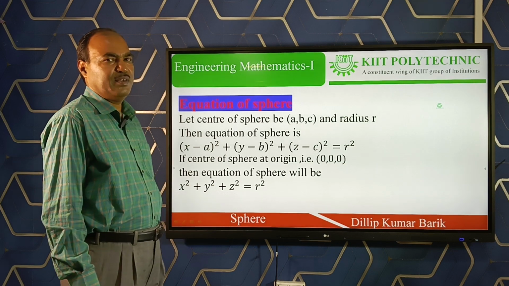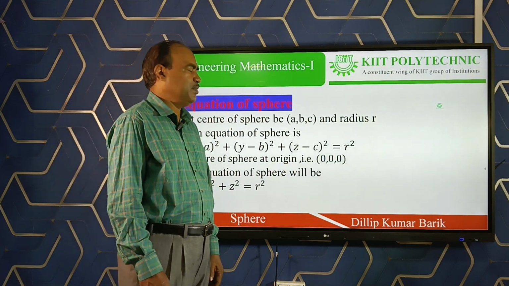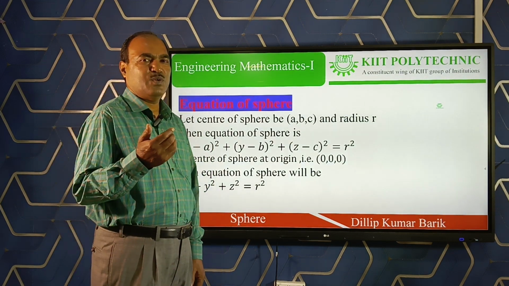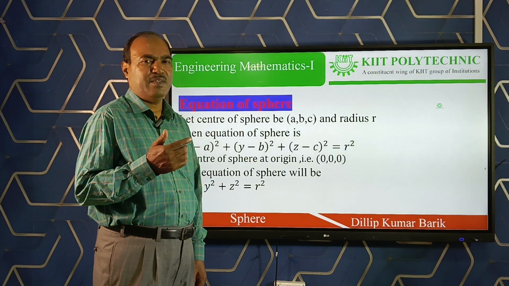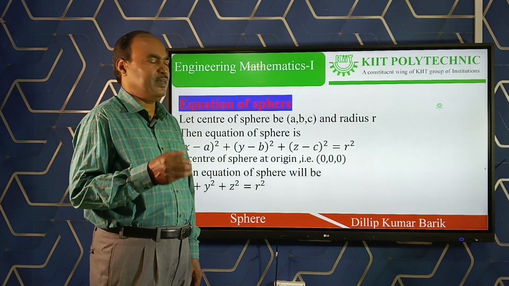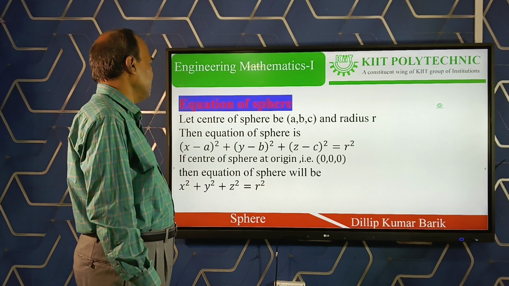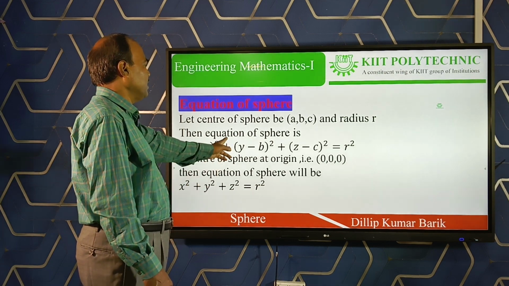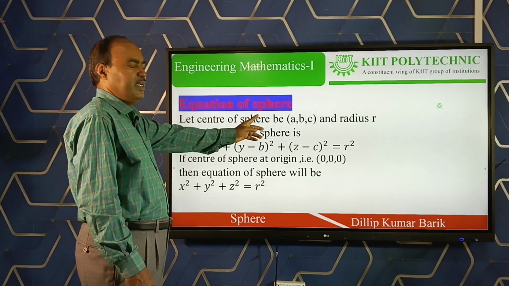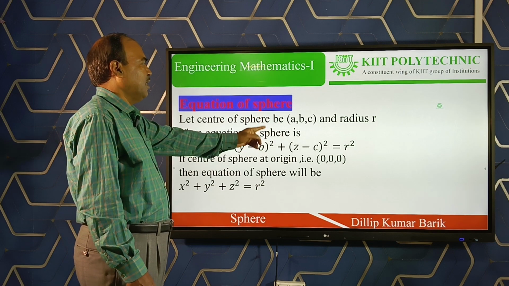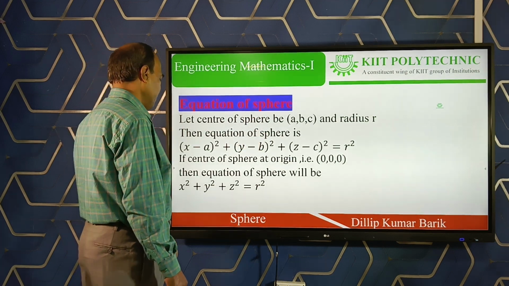Now let us consider the equation of the sphere. Very simple. Already you know the equation of the circle in your coordinate geometry. Exactly the same method applies in space geometry. Consider a sphere with center at any point A, B, C and radius R.